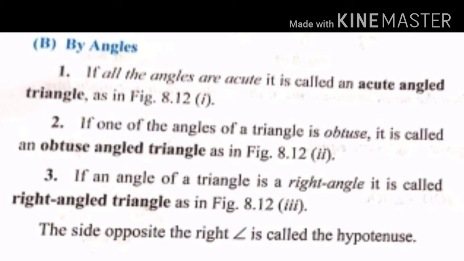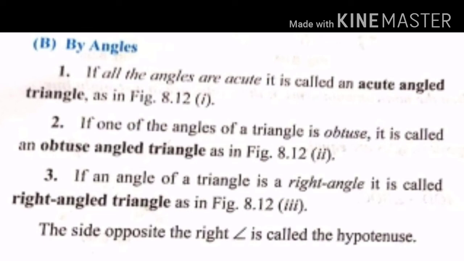Now some of the students might have that type of impression that in obtuse angle triangle all the angles are obtuse. But you think, is it possible that in a triangle all the three angles are obtuse? No, only one angle is obtuse, then we say it is an obtuse angle triangle.